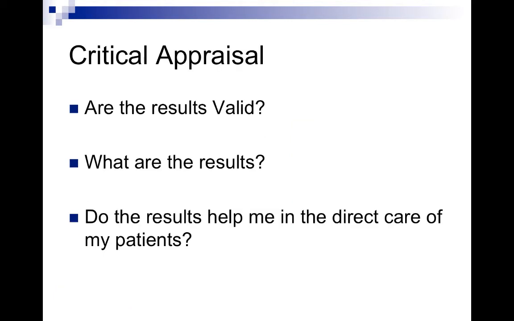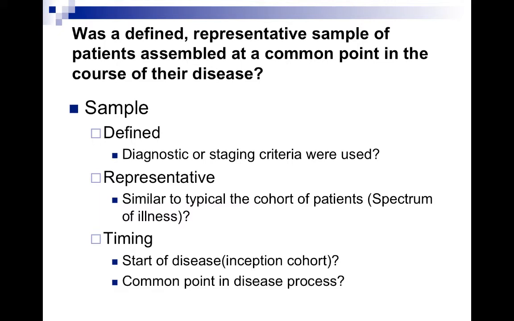So the critical appraisal starts with the first question: are the results valid, or what is the validity of the study itself? And so the defined questions from the worksheet start with, was a defined representative sample of patients assembled at a common point in the course of their disease?